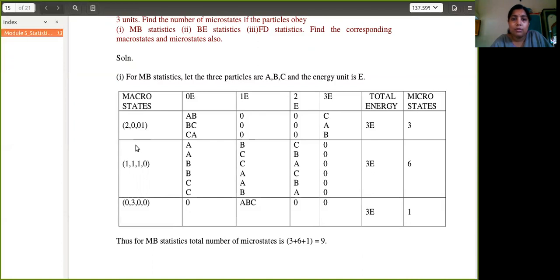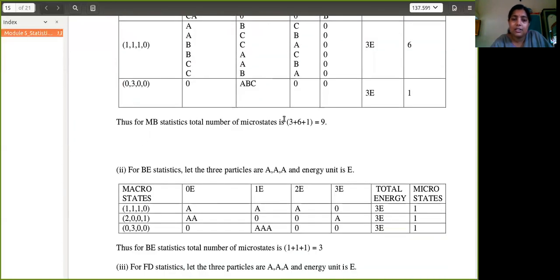Now we move on to Bose-Einstein statistics. As I already said, there will be no ABC, all particles are named A. And the total energy has to be 3E. So what will be the macrostates? The macrostates will be the same because they do not differentiate between the names of the particles. So the first macrostate 1 1 1 0, that means one particle in 0, 1 in 1, 1 in 2, and 0 in 3. So the number of combinations will be 1. So the number of microstates is 1.